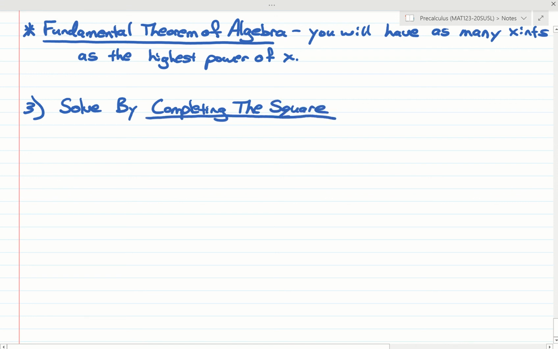This is a pretty cool technique. Really what we're doing is we're forcing something that doesn't factor to factor. So let's take a look at an easy example first, just so you could get the technique down. Let's say we had x squared plus 4x minus 5 is equal to 0.